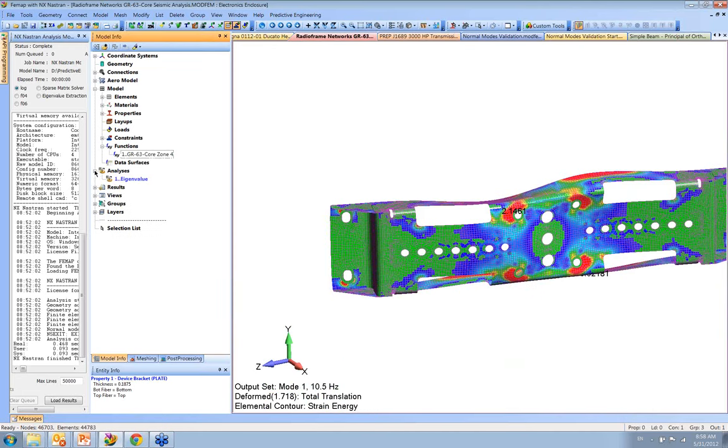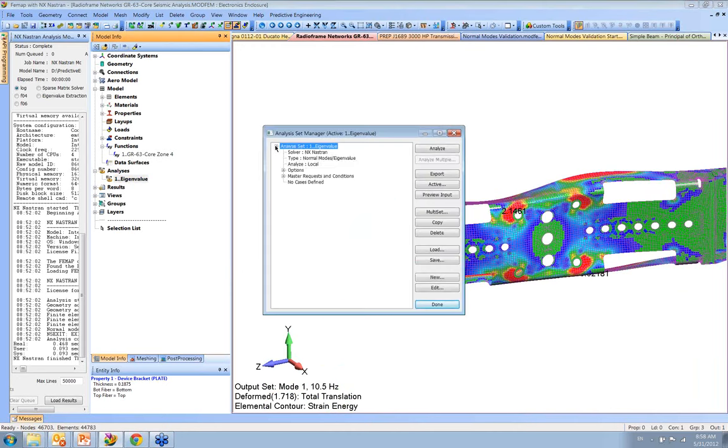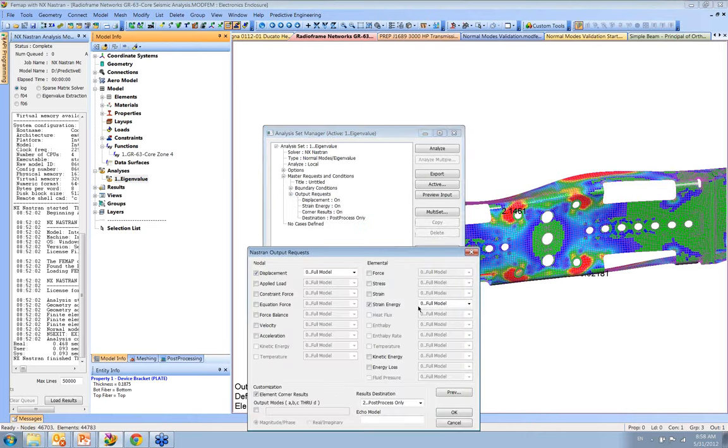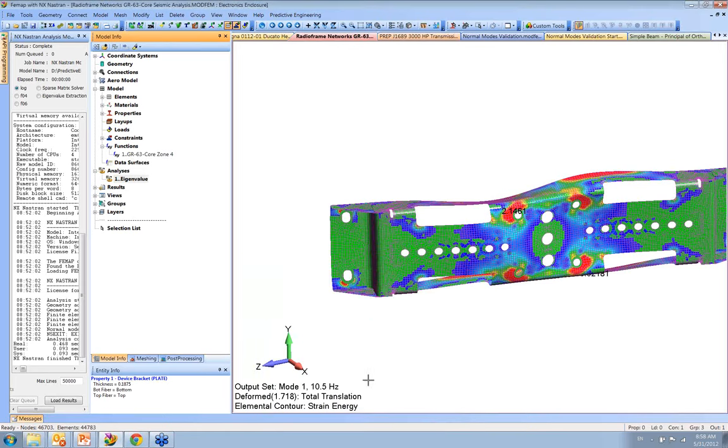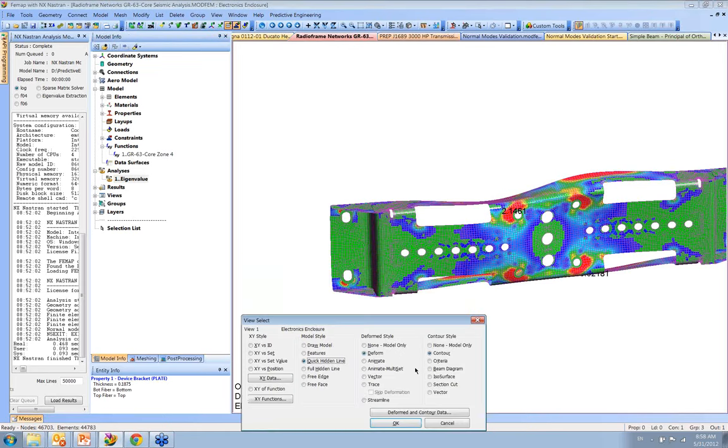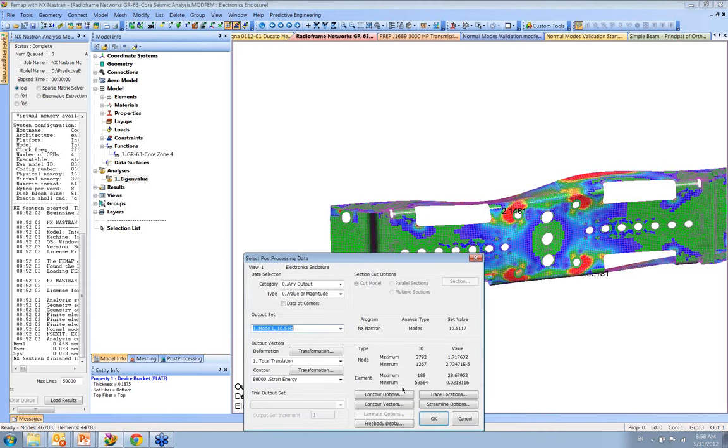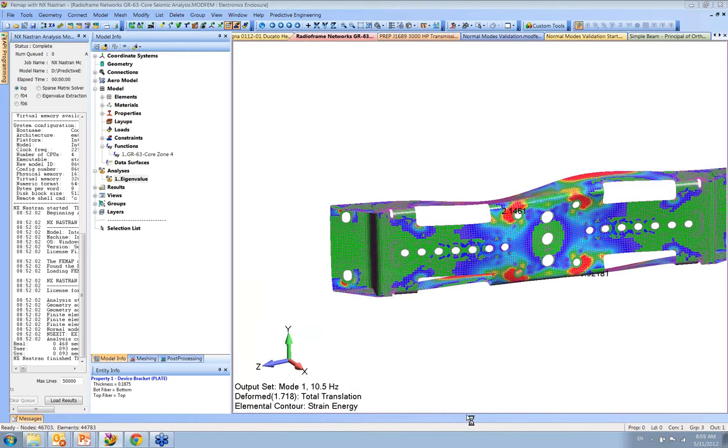So let's look, where do you request strain energy? Go down through here, master output requests. Right there. That simple. You just request it and it gets dumped out. And you're going to get crazy numbers. The numbers just go all over the place. If you look at the strain energy, you get 28.67 or 0.02, and I have no idea why.